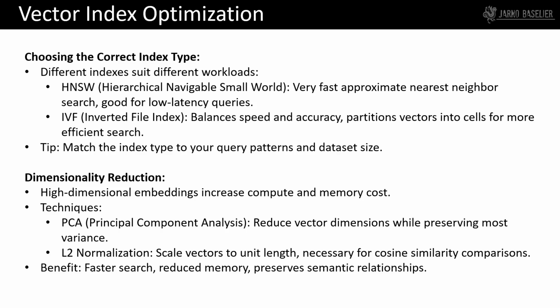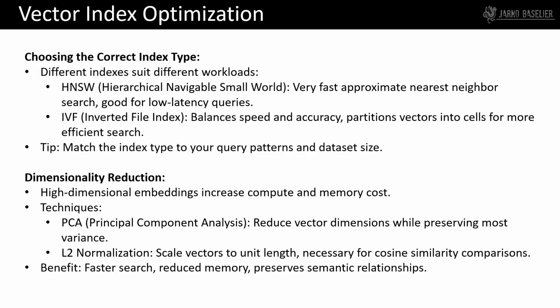So, choosing the correct index type: different indexes suit different workloads. HNSW, hierarchical navigable small world, is a very fast approximate nearest neighbor search and good for low latency queries. IVF, the inverted file index, balances speed and accuracy and partitions vectors into cells for more efficient search. Tip: match the index type to your query patterns and dataset size.